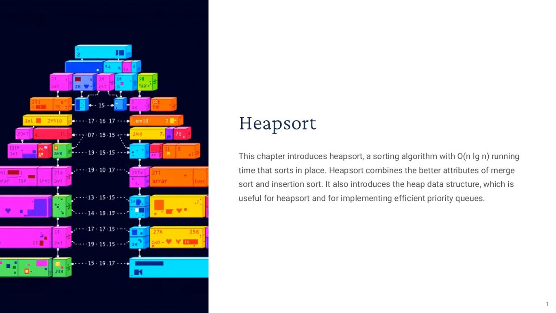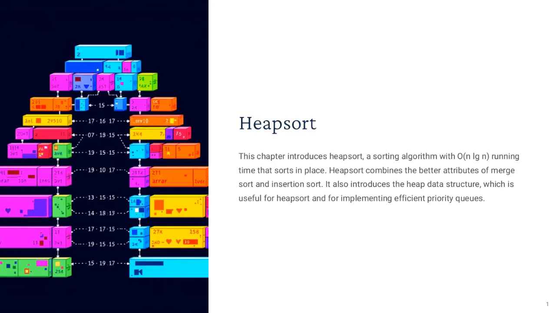This chapter introduces Heapsort, a powerful sorting algorithm. Similar to merge sort, Heapsort has a time complexity of O of n log n. However, unlike merge sort, Heapsort is an in-place sorting algorithm, meaning it requires only a constant amount of additional memory beyond the input array. This property combines the best of merge sort's efficiency and insertion sort's simplicity.